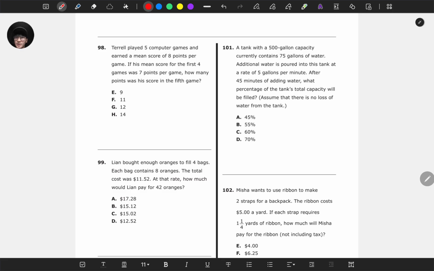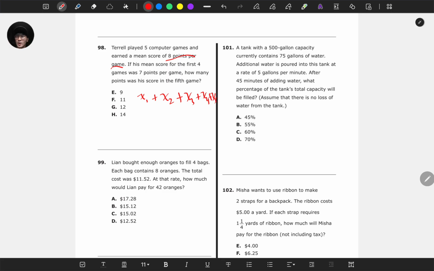Terrell played 5 computer games and earned the mean score of 8 points per game. Okay, so he played 5 games, right? And so there are 5 numbers. I don't know these numbers, so I'm going to give these letters, variables. So watch this. I'm going to call this x sub 1 plus x sub 2 plus x sub 3 plus x sub 4 plus x sub 5.